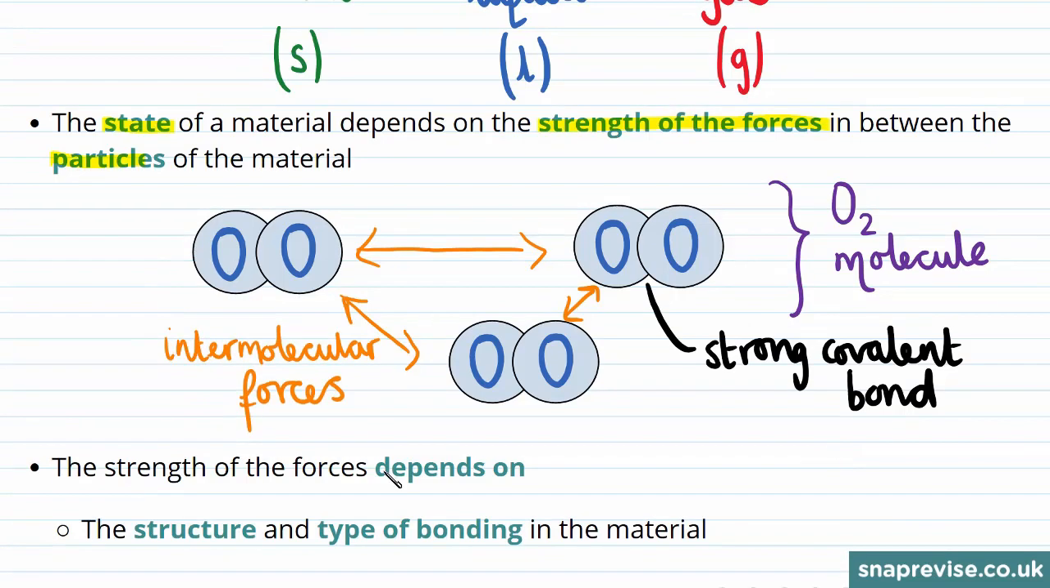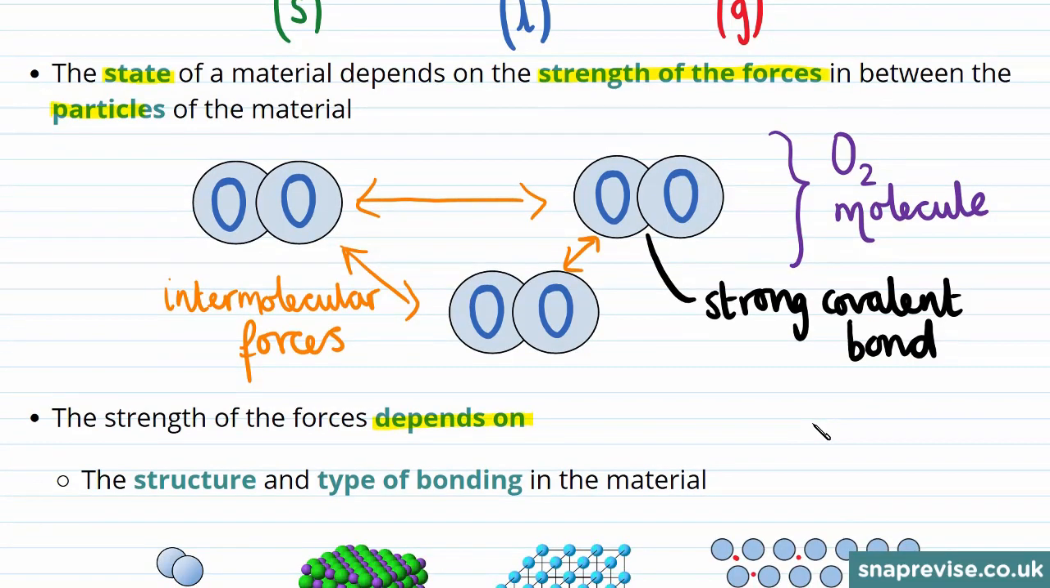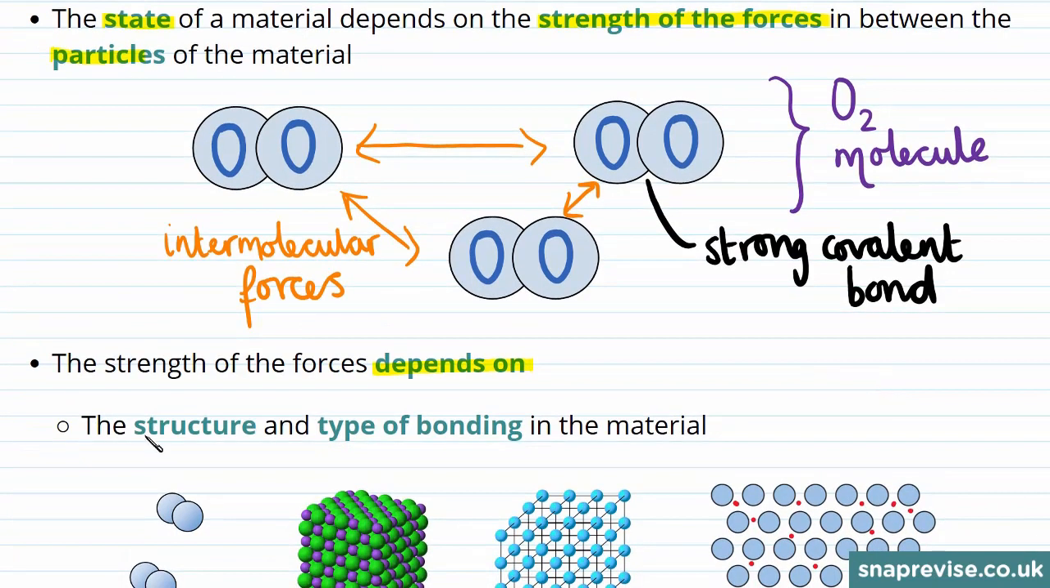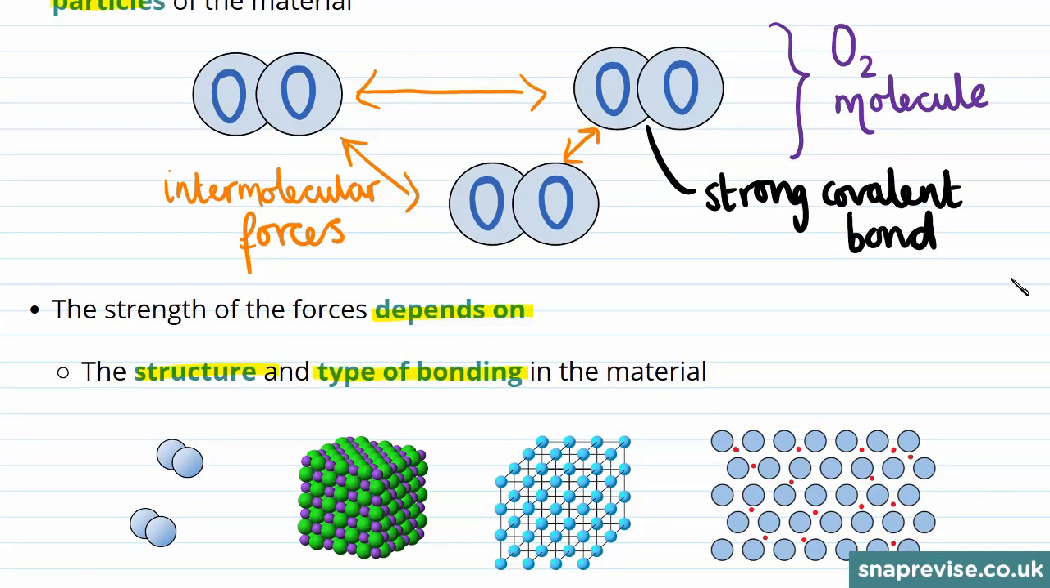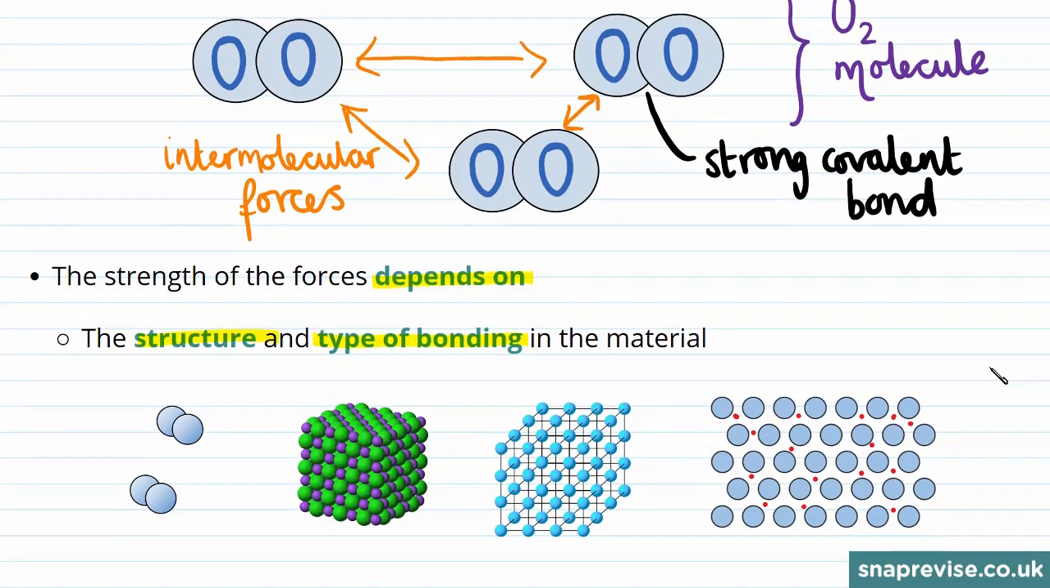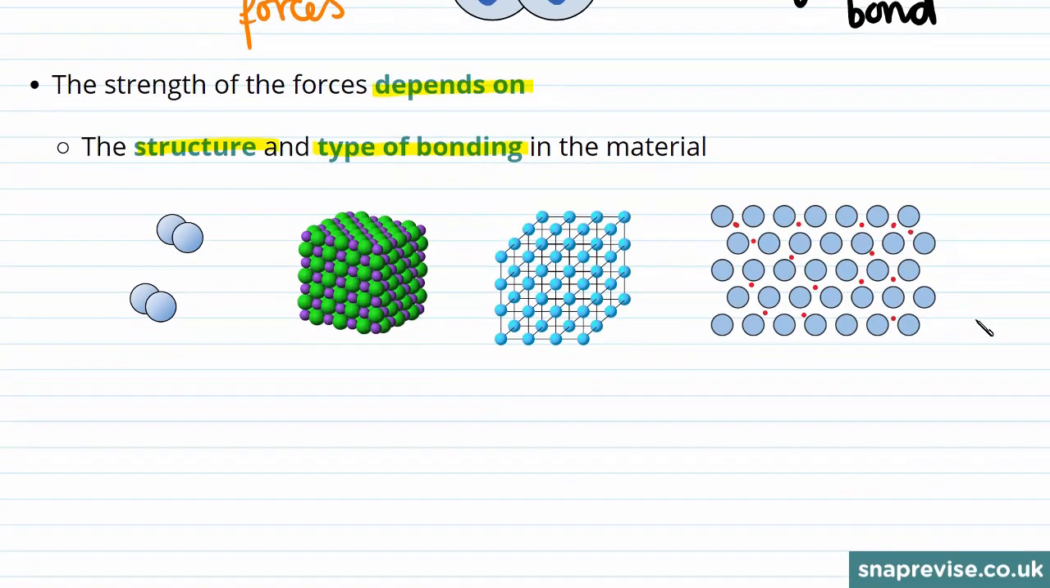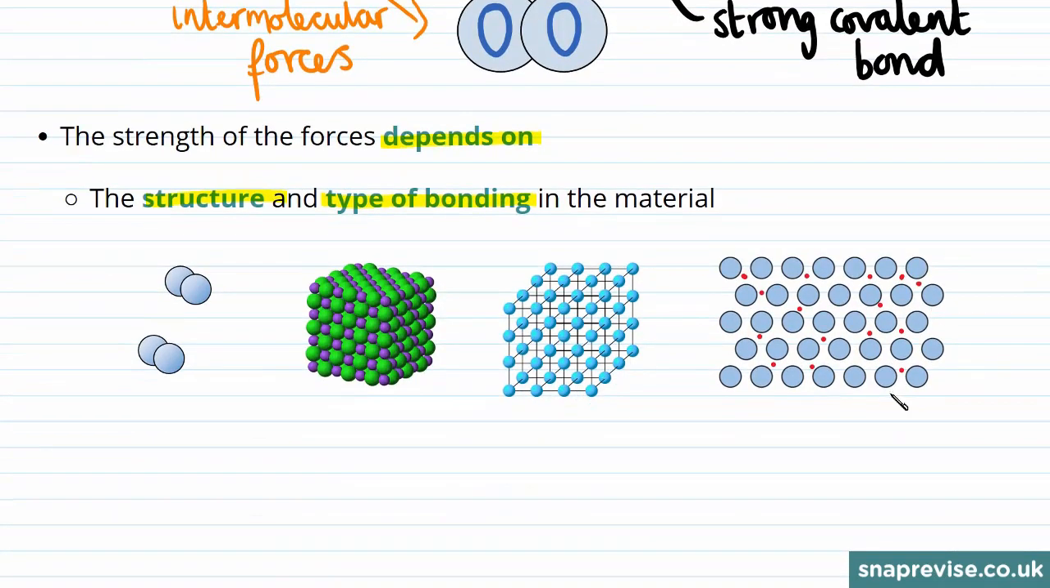The strength of these forces will depend on a number of factors, the first of which is the structure and type of bonding that's present within the material. In the example we just looked at, oxygen forms what is known as small covalent molecules. And on the left-hand side of this diagram we can see an image representing small covalent molecules.